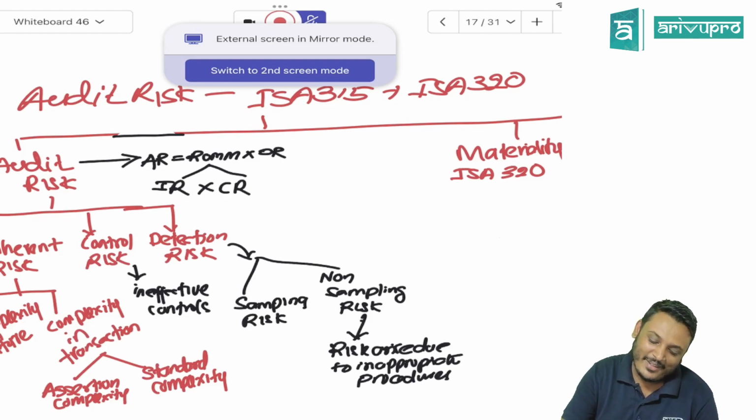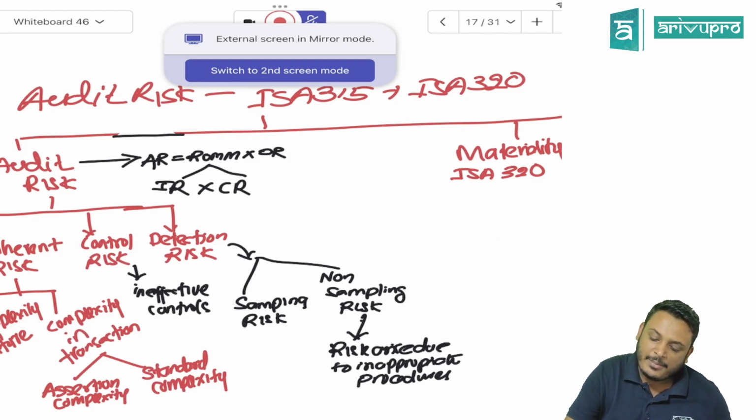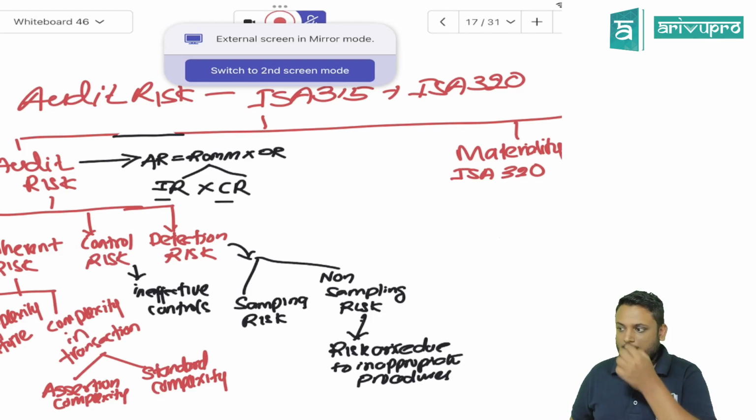See here, AR is audit risk. I am using short form. Risk of material misstatement, ROMM, into DR, detection risk. Risk of material misstatement is divided into two: inherent risk and control risk. Clear?